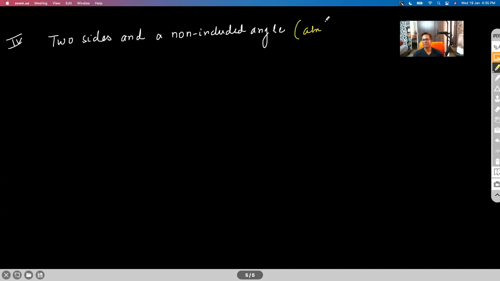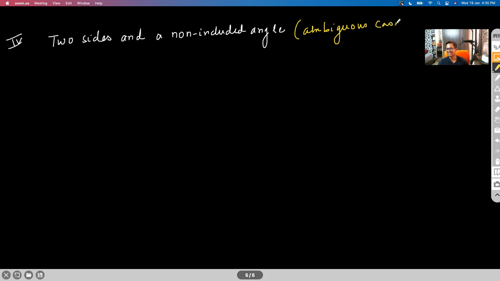The fourth case is where you have been provided with two sides and a non-included angle. This is called the ambiguous case. It has been given the name ambiguous case, but don't get scared. Ambiguous case doesn't mean nothing is known. No, nothing like that. It's just a fancy name which has been given to it. So when you are given two sides and an angle which is not included between the two sides, there will be two non-included angles, right? So any one of the two is given to you, then how do you find out the complete triangle?